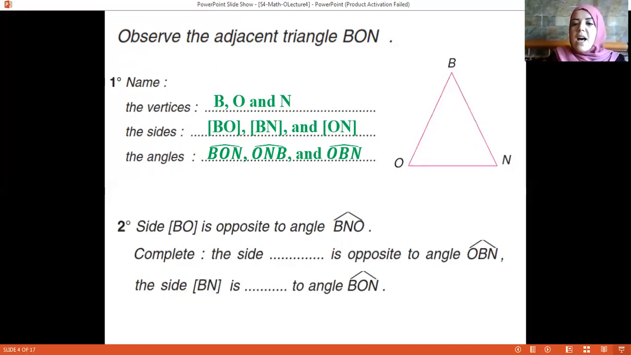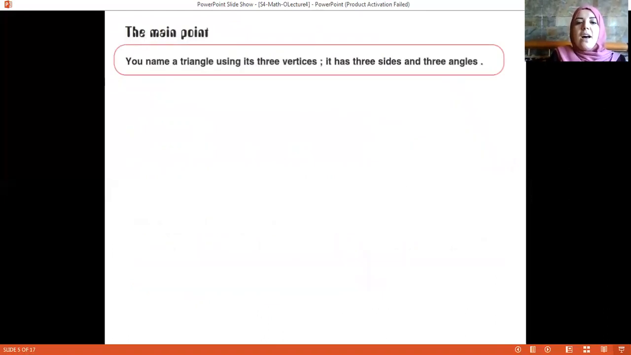We can say that side BO is opposite to the angle BNO. Let us complete together. Which side is opposite to the angle OBN? It's ON. And the side BN is opposite to the angle BON. So every angle has an opposite side. Now, you name a triangle using its three vertices. It has three sides and three angles. This is the main point.